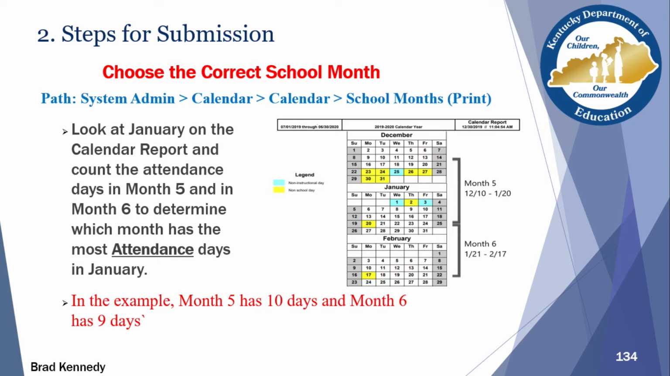We'll look for month 6 now. As you see in the legend there, they're out on the 20th. So we'll count how many days in January month 6 had. We see the 21st through 24th, and then 5 days the following week. So 9 days. So in this example, month 5 has 10 days, and month 6 has 9. Therefore, we would want to choose month 5.